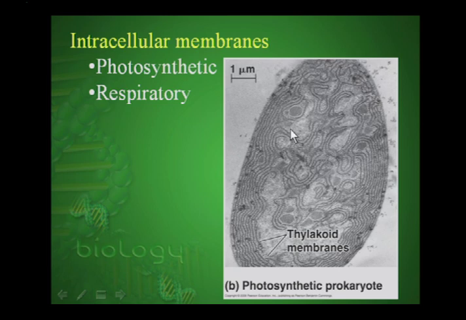Now, one last kind of structure we may see in prokaryotes is that some prokaryotes will have a number of internal membranes. These are referred to as photosynthetic membranes if they're associated with some type of photosynthesis, and respiratory membranes if they're involved in producing ATP. Anyway, we'll talk more about those processes later in the course.